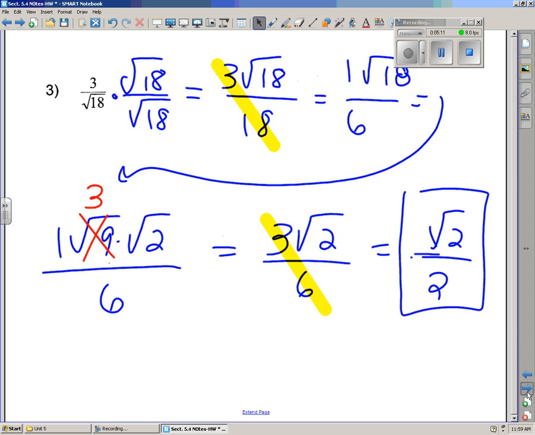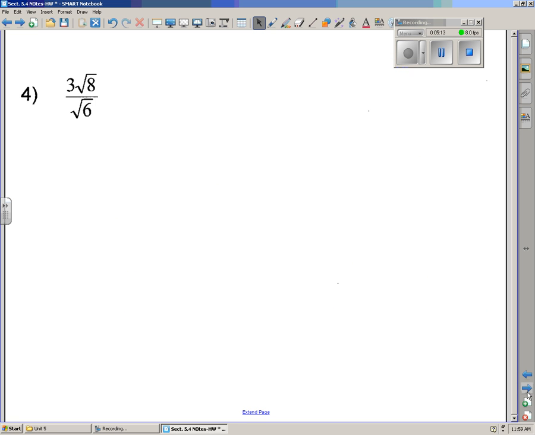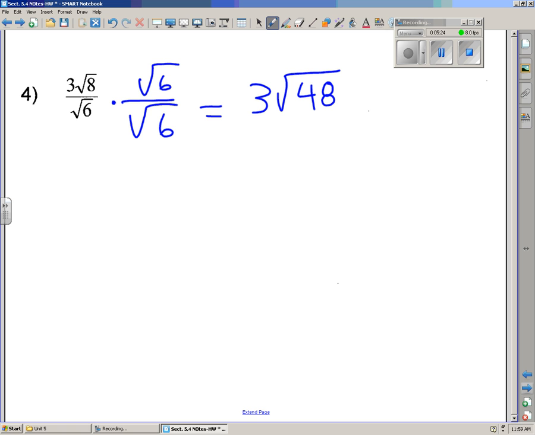Let's try the last one, number 4. I need to get rid of the denominator of radical 6, so I'm going to multiply both top and bottom by radical 6. The 3 is on the outside of 2 radicals that multiply to give you 48. It's all over 6. I could simplify 3 over 6, but I'm going to wait to the end. So this time what I'm going to do is break down my radical 48.